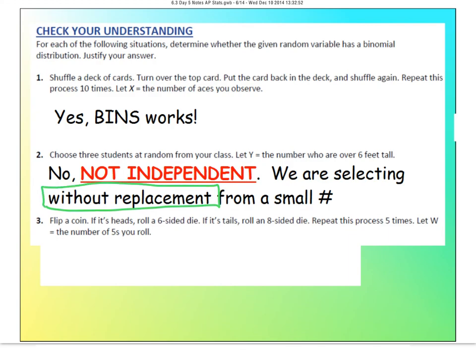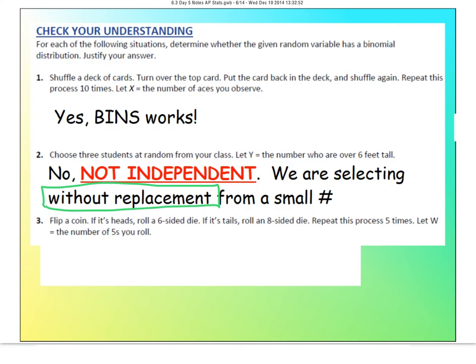Number 3, you flip a coin. If it's heads, you roll a 6-sided die. If it's tails, you roll an 8-sided die. Repeat the process 5 times. The event W is the number of 5s that you roll. All right, let's look at this. Is it considered binary? You could say yes in this case. Success is you roll a head. Failure is you get a tail.